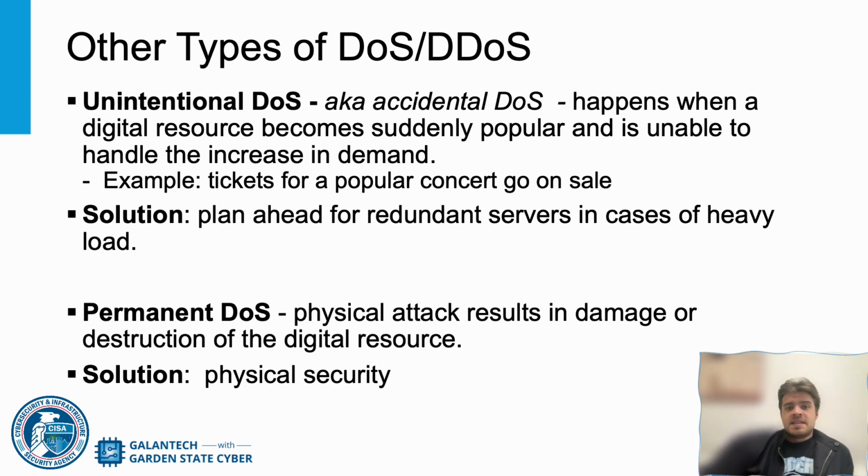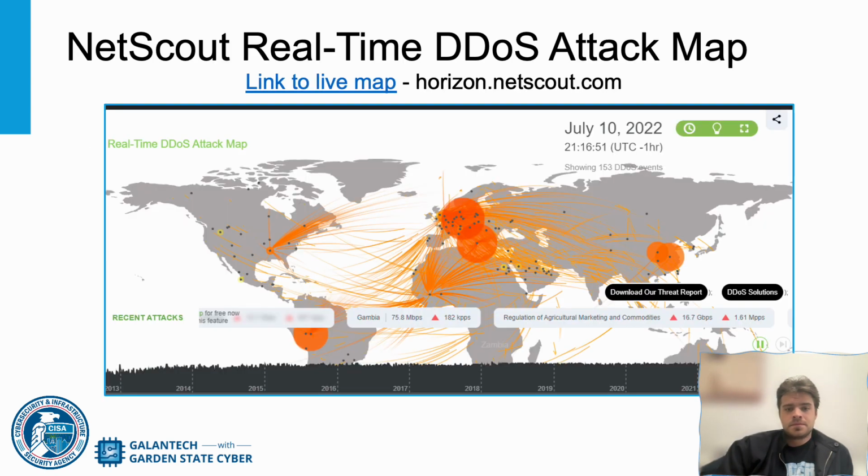A permanent DDoS happens when the server isn't just overwhelmed, it's totally inoperable. That's usually the result of somebody getting physical access to the system and doing physical damage. So then the solution becomes not just thinking about digital security, but also having to consider physical security like door locks and security guards.